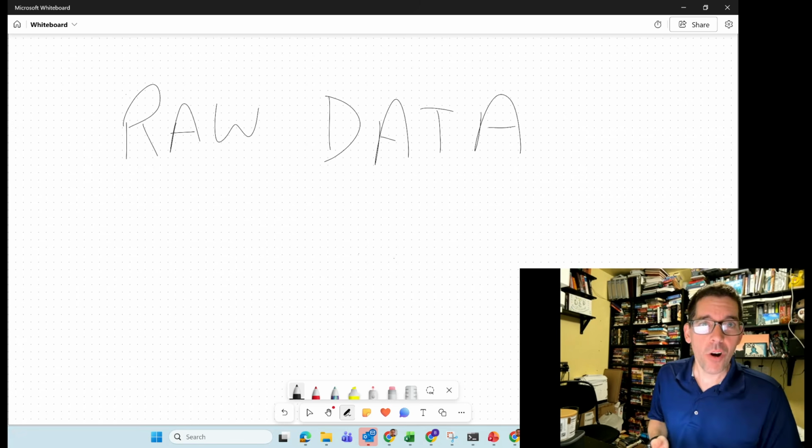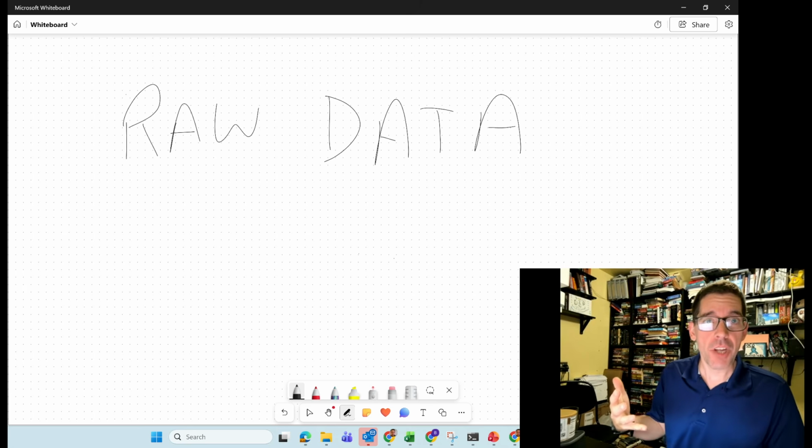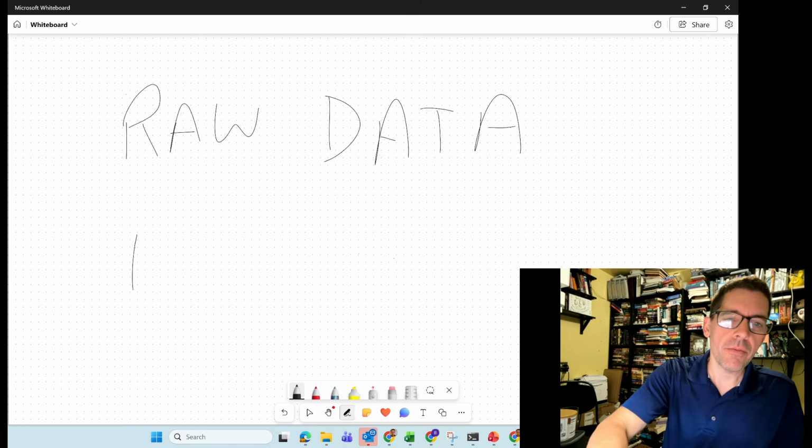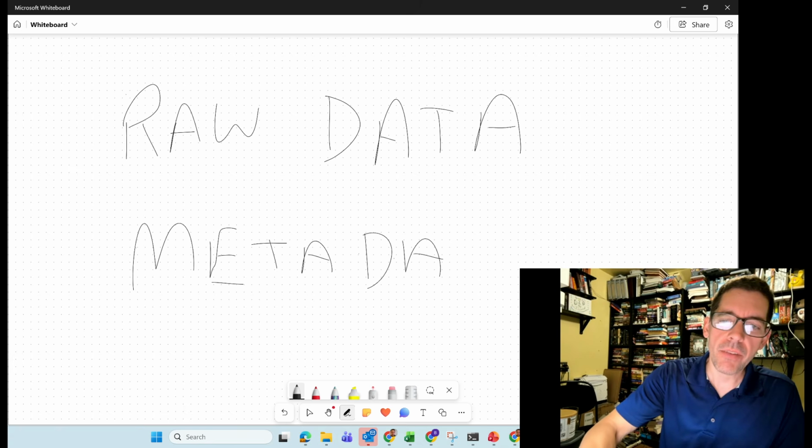So I talked about raw data, right? An information system database, right? Its first job is to store raw data. But what's the second thing? So not only does a database store raw data, it also stores the metadata, right? So what is metadata? Metadata describes the data, right?